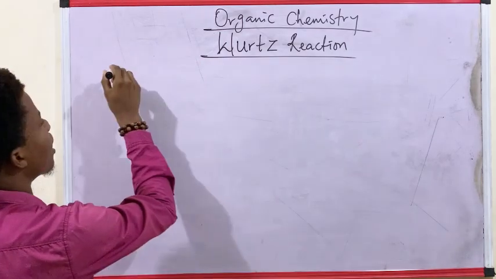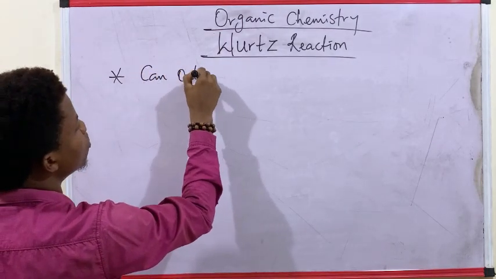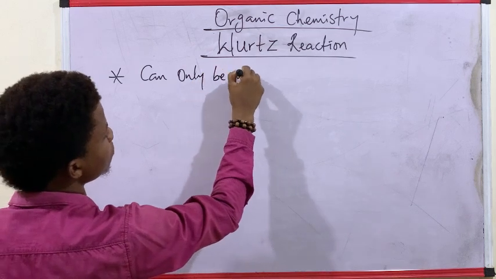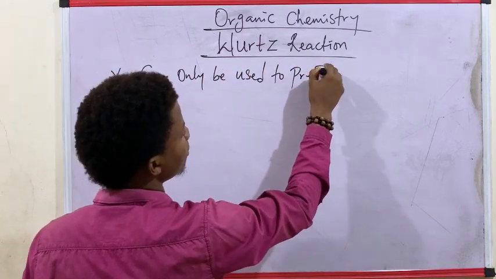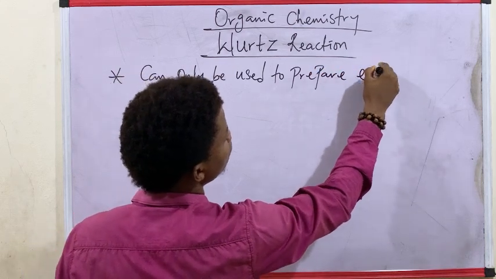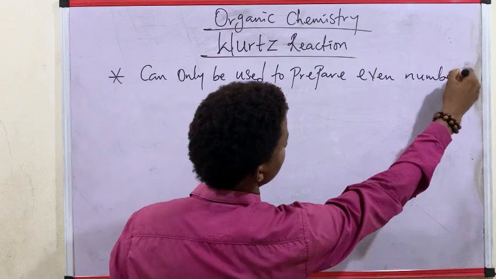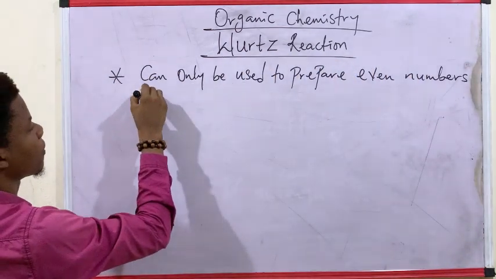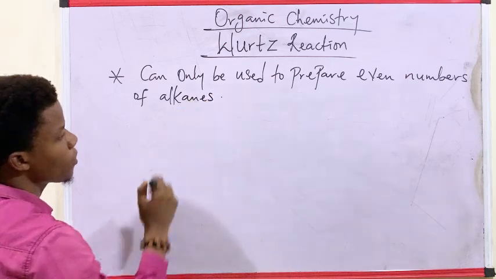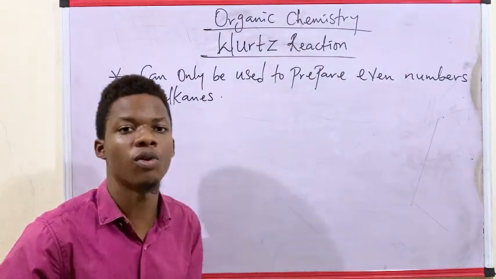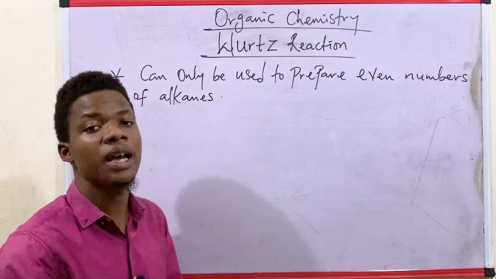Now the Wurtz reaction can only be used to prepare even numbers of alkanes. Alright? The Wurtz reaction can only be used to prepare what? Even numbers of alkanes. Now what are even numbers?